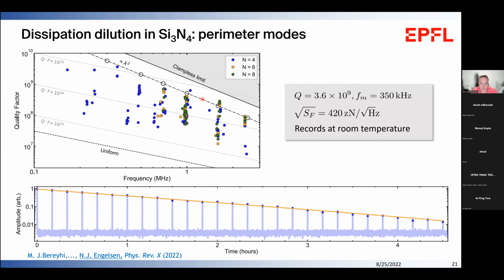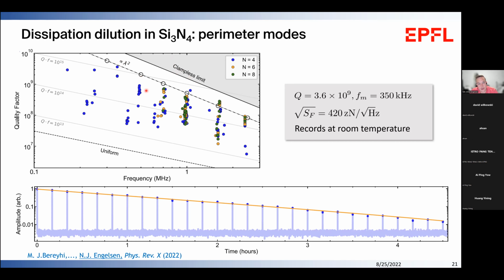So what you can see is that we're some ways away from this clampless limit. This is the limit to the quality factor when all the boundary curvature is eliminated. And this clampless limit can actually be reached by phononic crystal devices. But to make a phononic crystal device at this 350 kilohertz frequency would again require a much larger spatial extent than is currently possible.